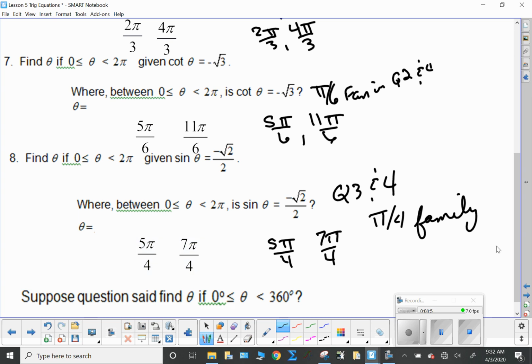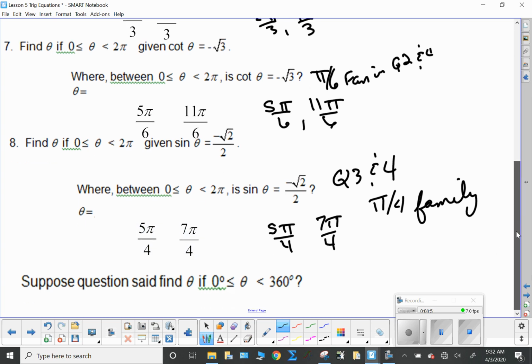Okay, you got to get comfortable with going backwards and forwards on the unit circle. Suppose the question asks about 0 to 360. Well, just change all those radians into degrees. Remember that pi/6 is 30, pi/4 is 45, and pi/3 is 60.